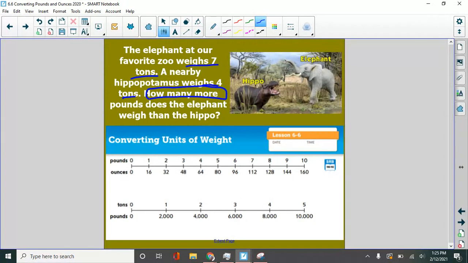Okay, 6,000. If you said 48, you looked at this one. This one's pounds and ounces, but we don't want that one. We want this one because it says tons up here. Let's change colors. There's tons and there's pounds. So we want tons and pounds. Make sure that you are in the right one. 3 of those would be 6,000. The elephant weighs 6,000 more pounds than the hippo.